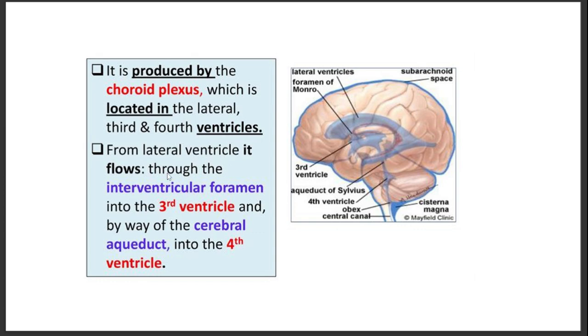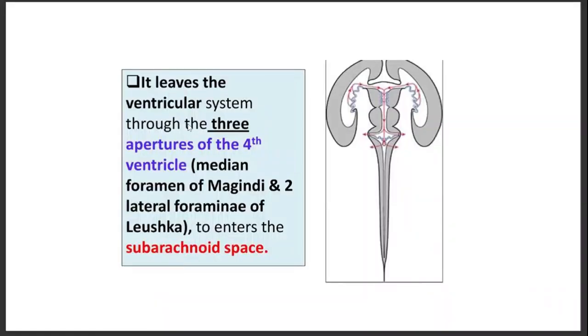From the lateral ventricle, the fluid flows via the interventricular foramen to the third ventricle, and then from the third via the cerebral aqueduct of Sylvius to the fourth ventricle. Then the CSF leaves the ventricular system through three openings: the medial foramen of Magendie and two lateral foramina of Luschka, to enter the subarachnoid space. You can see on the sides you have the foramina of Luschka, and in the middle the foramen of Magendie.